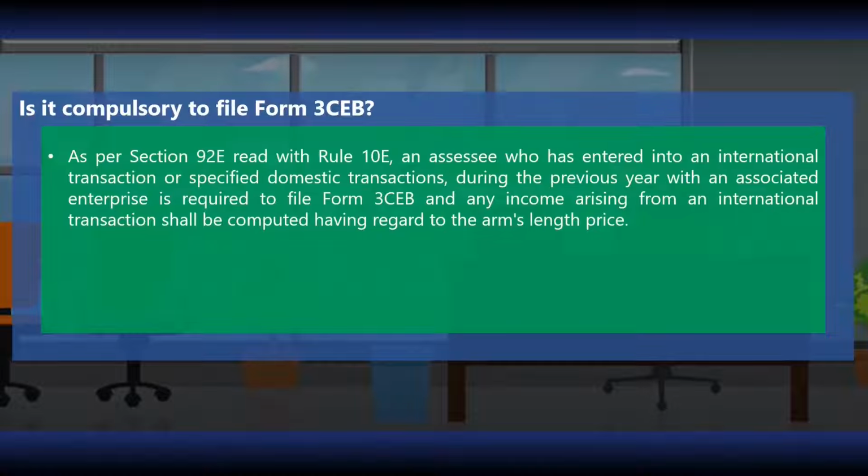or specified domestic transaction during the previous year with an associated enterprise is required to file Form 3C-EB, and any income arising from an international transaction shall be computed having regard to the arm's length price.